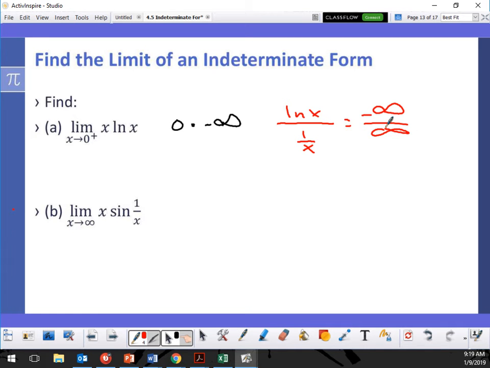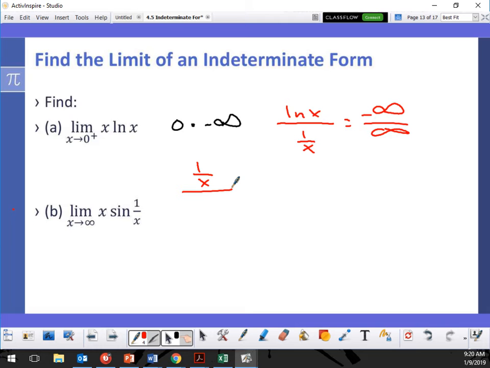Now can I do L'Hopital with this problem here? Yes, now I can do L'Hopital. So let's go ahead and do the derivative of the top. Is it still working if there's negative infinity on top and infinity on bottom? Yeah, infinity over infinity. Positive, negative, yes.